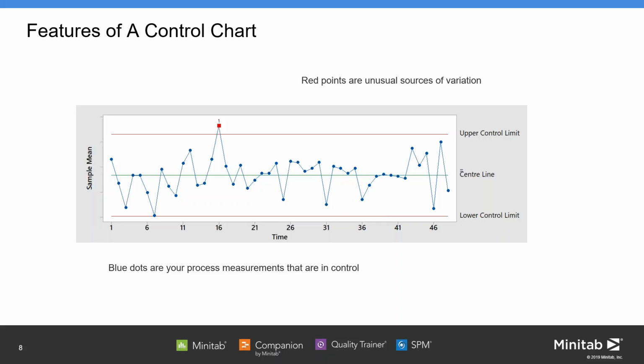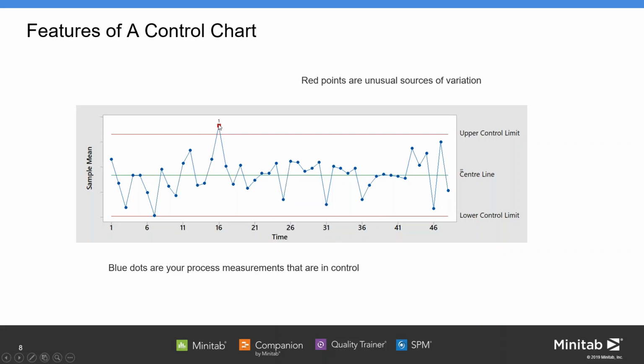So let's have a look at the features of a control chart. If you have a look at our example, the thing we are measuring about our process is on the vertical axis. You can see that it says sample mean, and we're plotting our results against time. This is on our horizontal axis. This is just a special kind of time series plot. The blue dots are measuring our process. These are our process measurements. Where they are blue, it is showing the process measurements that are in control.